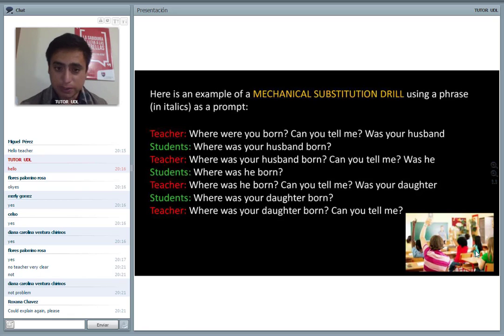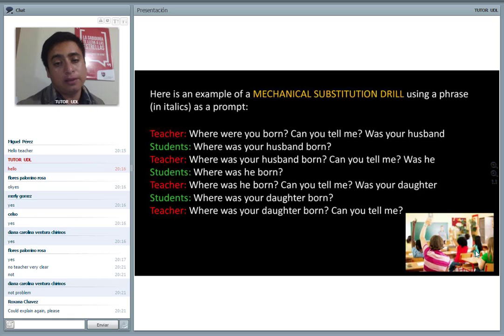The teacher is going to say, where was he born? Can you tell me, was your daughter? So instead of was he, the students are going to use was your daughter. The students will say, where was your daughter born? And the teacher will say, where was your daughter born? Can you tell me? And so on. You know?